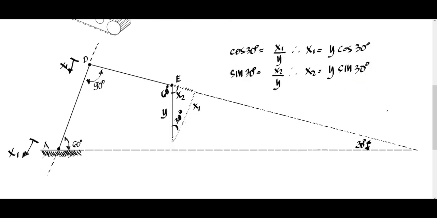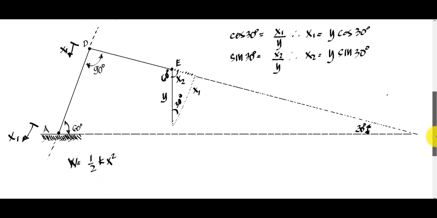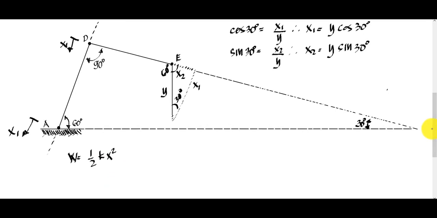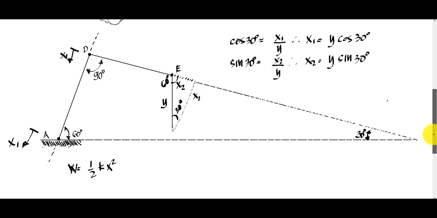Now remembering the work of the spring, we have the equation for the work of the spring, which is equal to 1/2 k times x squared. That is what I discussed in the previous lecture.